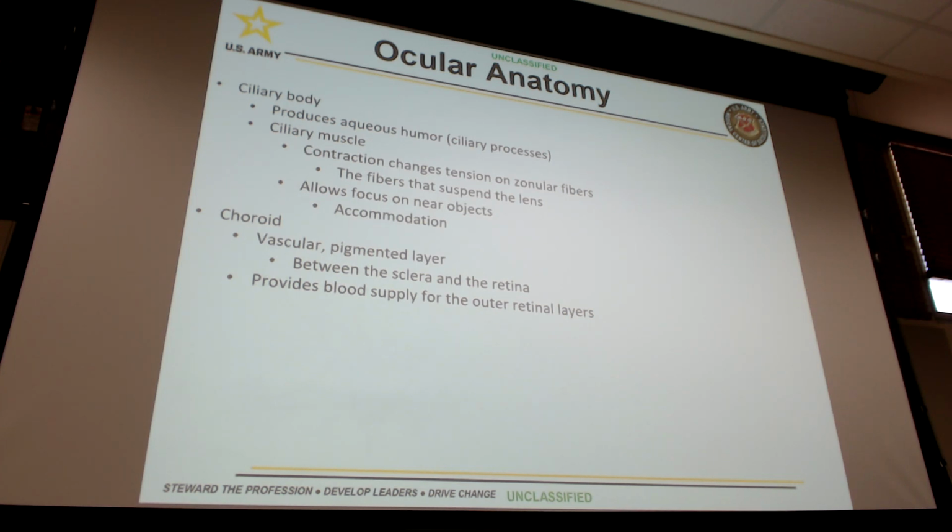Okay. Then we have the choroid. These two, the ciliary body and the choroid, are part of the vascular tunic. The choroid is just a giant layer of blood vessels, arteries and veins, and it supplies the blood to the outer layers of the retina.